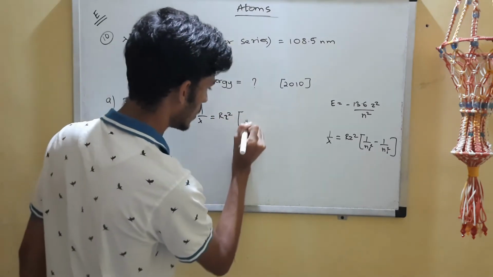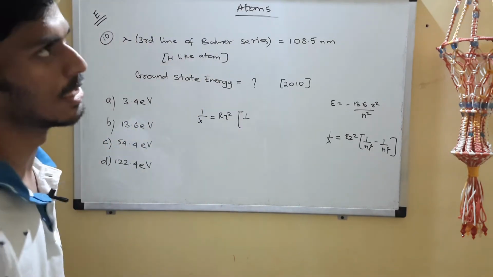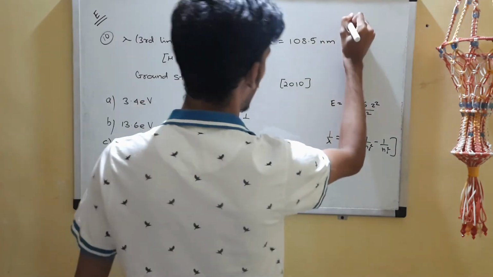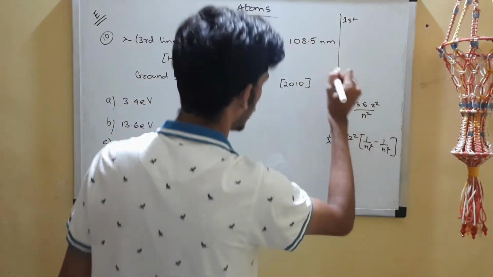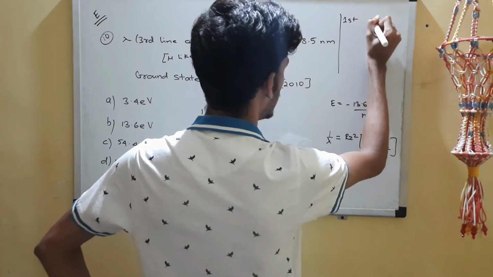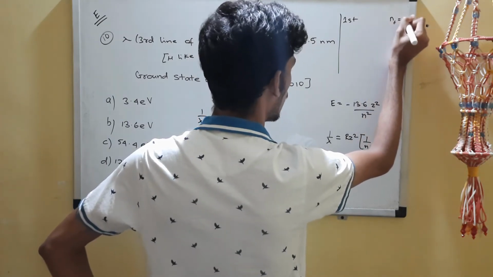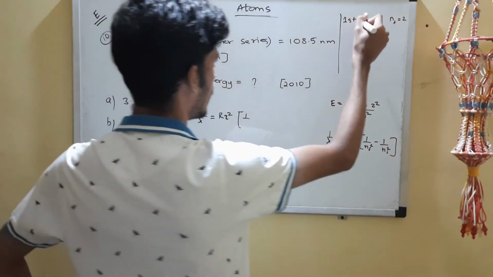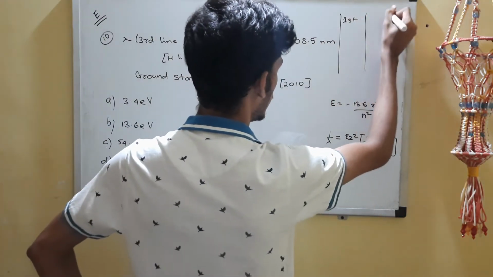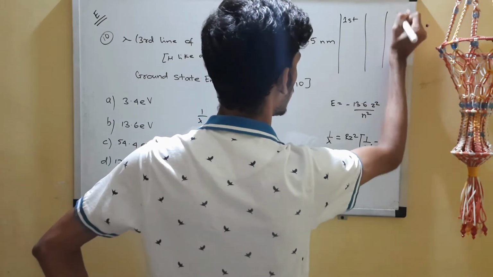Now, if you see, it's the third line of Balmer series. The first line of Balmer series, let's see what transition it corresponds to. Basically in Balmer series, everything ends up at 2, right? Everything ends up at 2. So let me write it this way, initial, and final is 2.